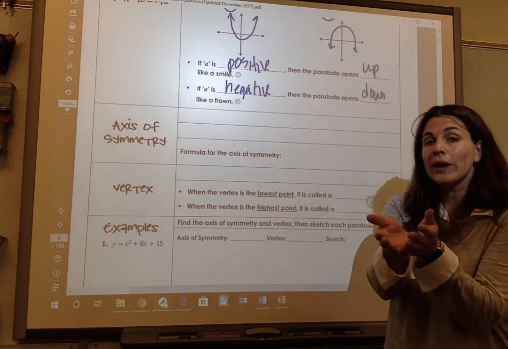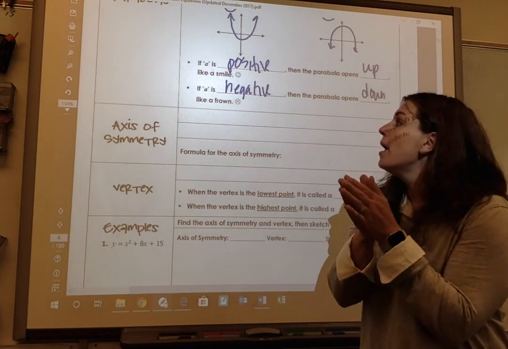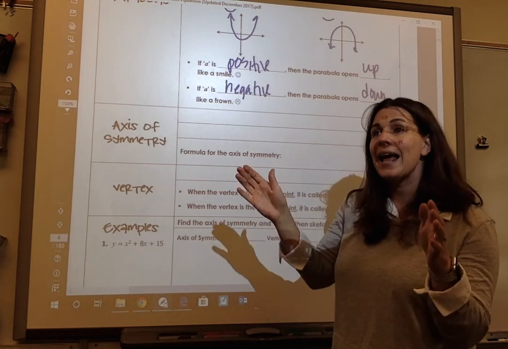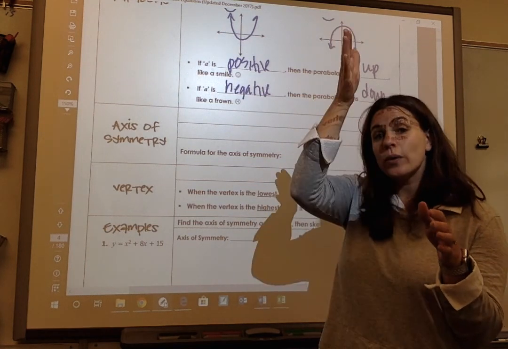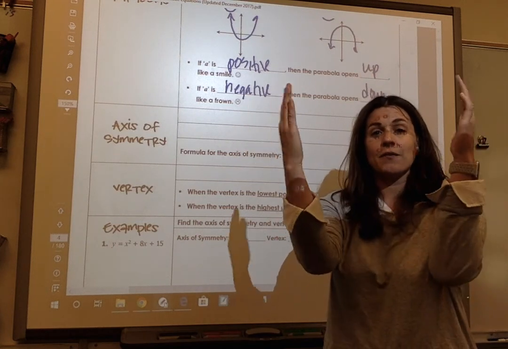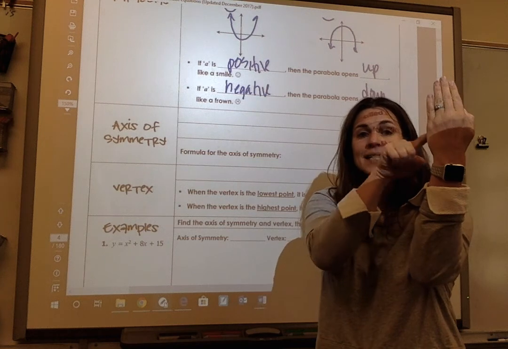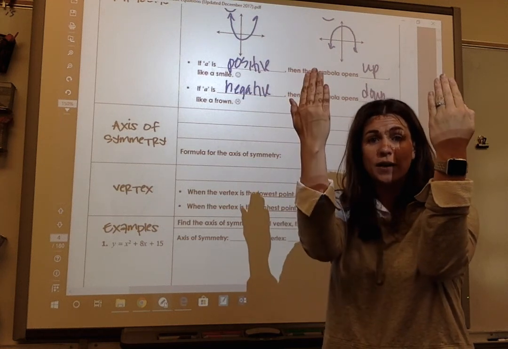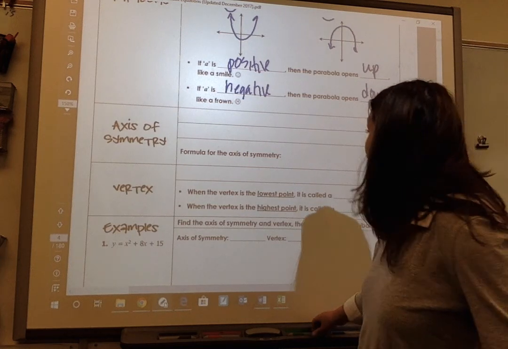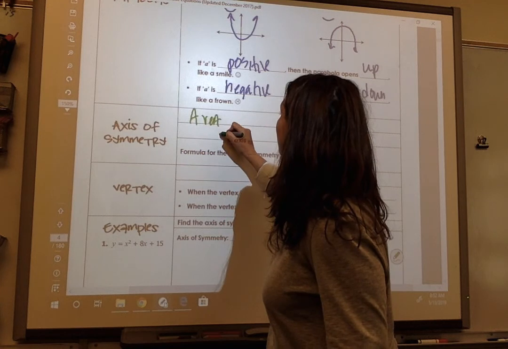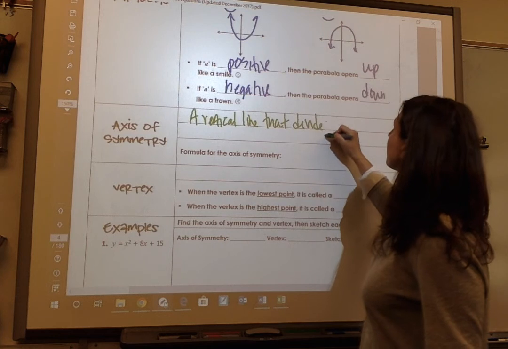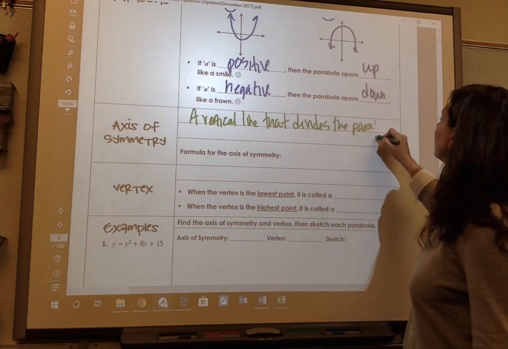Now, when we create this quadratic equation with this parabola, this parabola is very unique, and it has some symmetry to it. So if you drew a line straight down, that's the axis of symmetry. That means if you folded the parabola in, the distance is the same on any part of that parabola. Okay? So what is the axis of symmetry? It is a vertical line that divides the parabola in half.